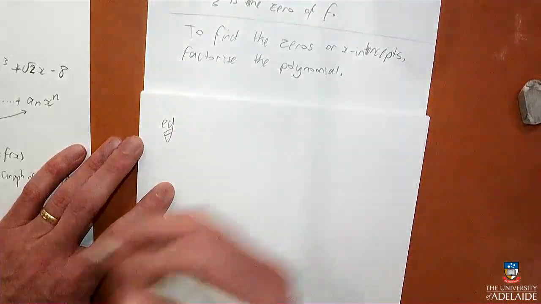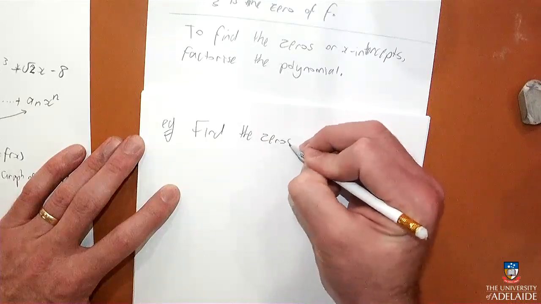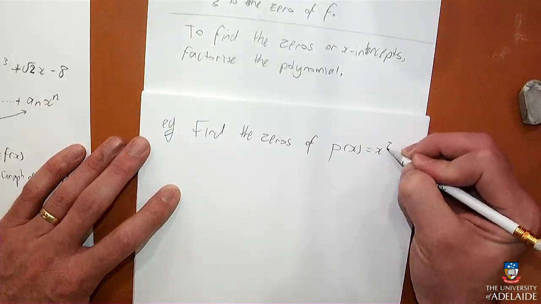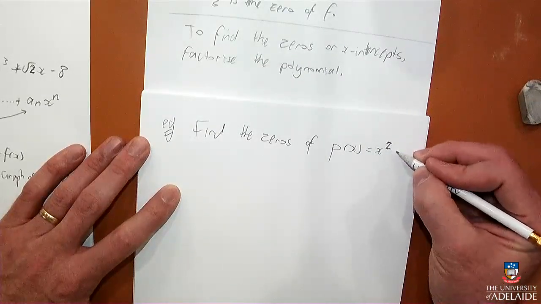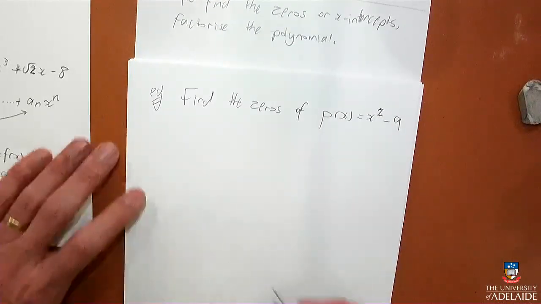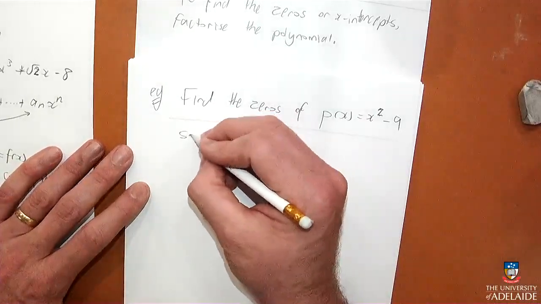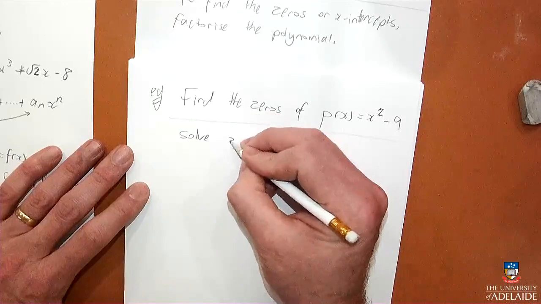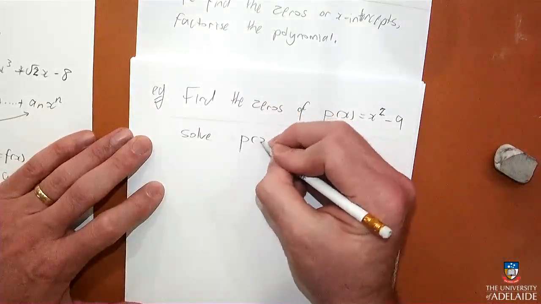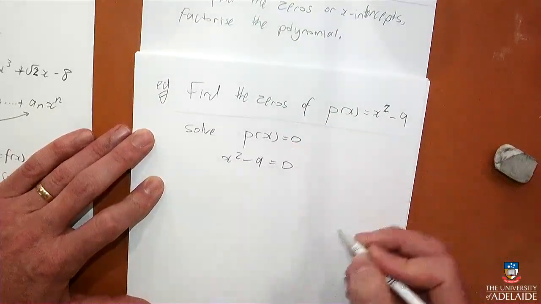So let me do an example. Find the zeros of p of x, which is x squared minus 9. Okay. So we need to solve p of x equals 0 to find the zeros, which means we need x squared minus 9 equals 0.